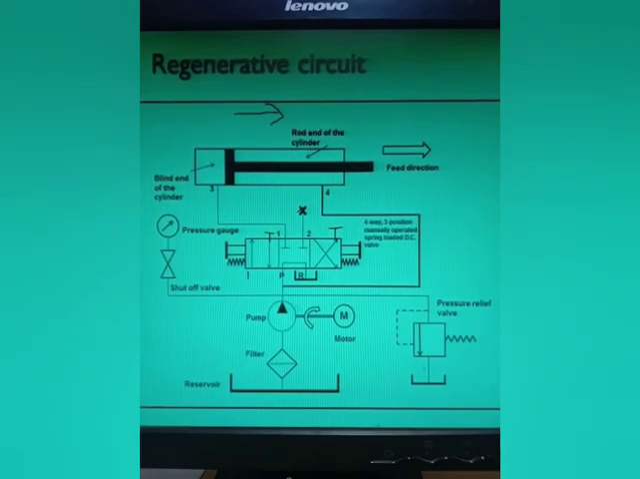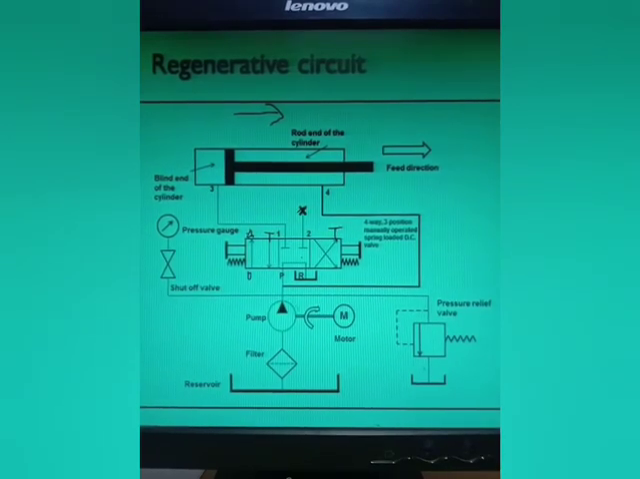P port is open, right? This A port is also open, and this B port is closed. So that is one constructional change in this 4x3 manually operated direction control valve, that the B end of the direction control valve is closed with the help of the nut. Understand?